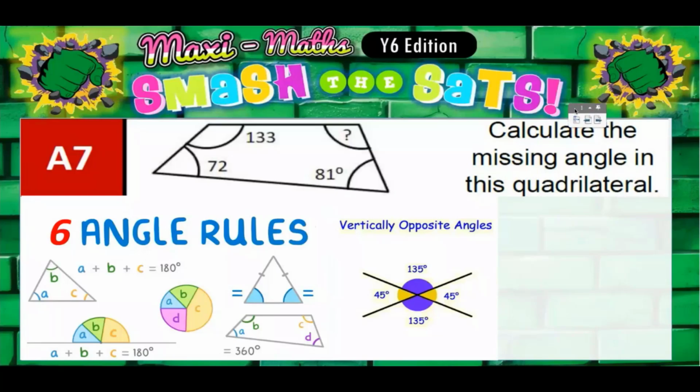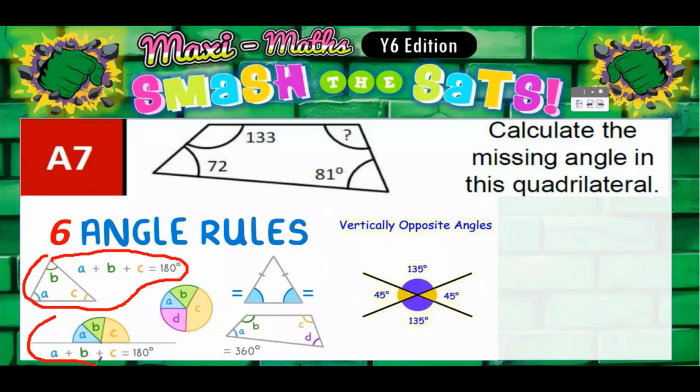Question 7, calculate the missing angle in this quadrilateral. Now, we've got a brief reminder of all the angle rules we need for Year 6. We've got to decide which of these angle rules we need. So remember, angles in a triangle, that's this rule, add up to 180 degrees.